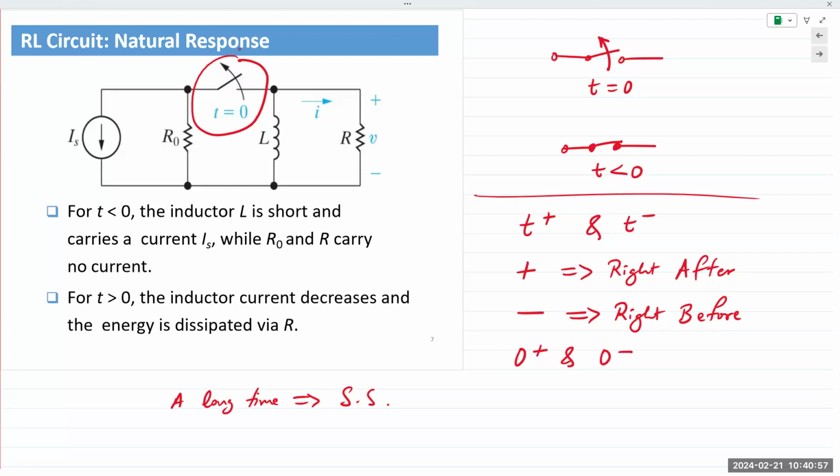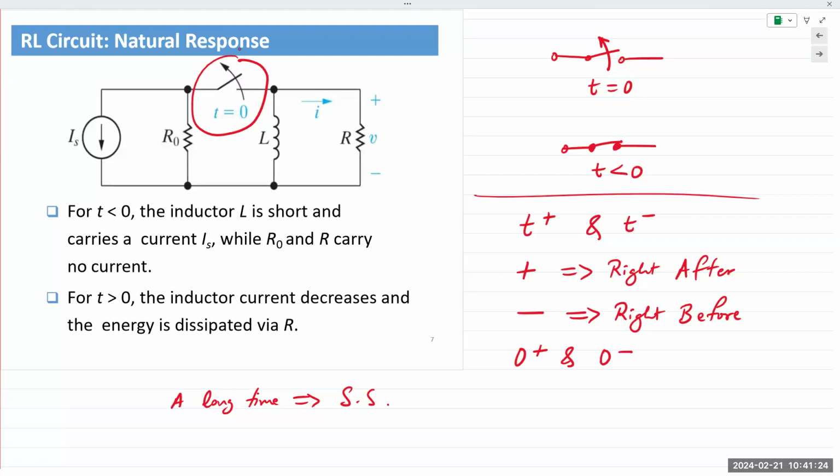Most of the problem statements will always have, oh, the switch has been closed for a very long time, or the switch has been opened for a very long time. It simply means that the system is at steady state. Whether it's fully charged or fully discharged does not matter. The system is at steady state. So in this case, for t less than 0, it has been closed for a very long time.